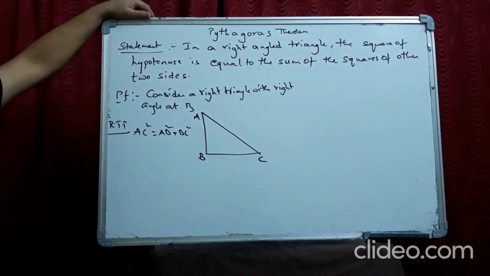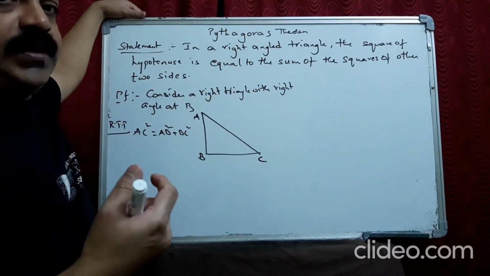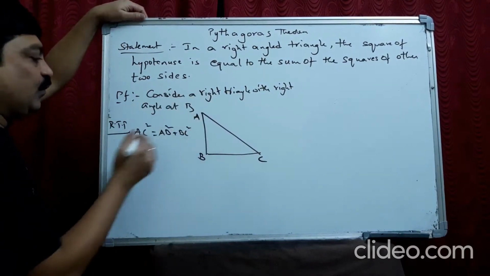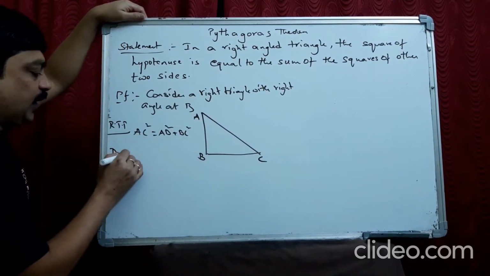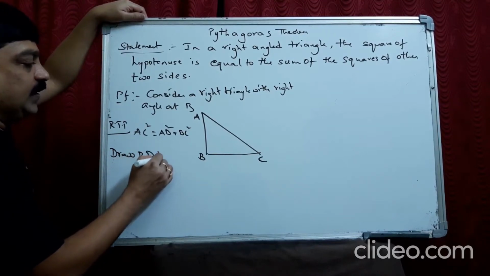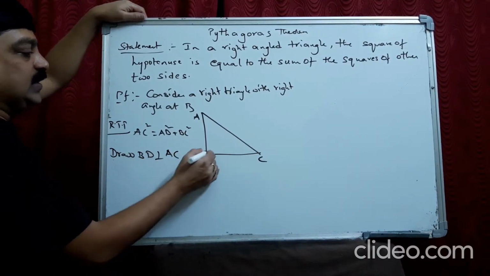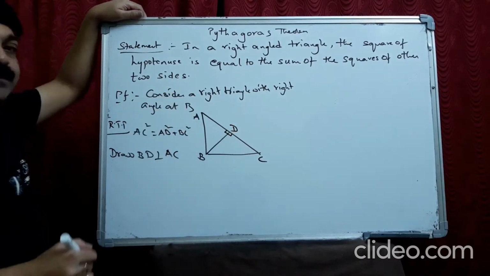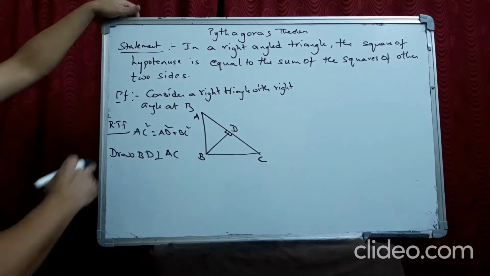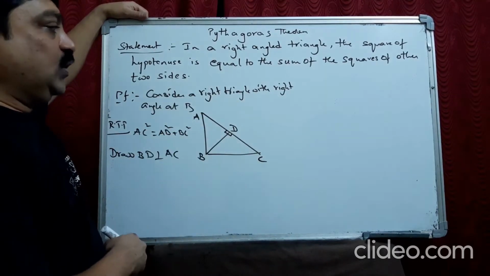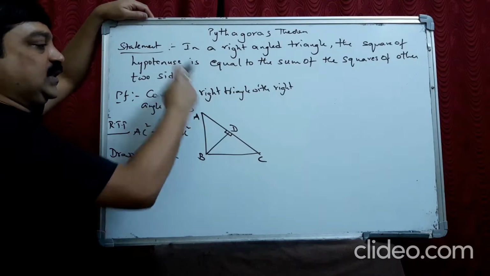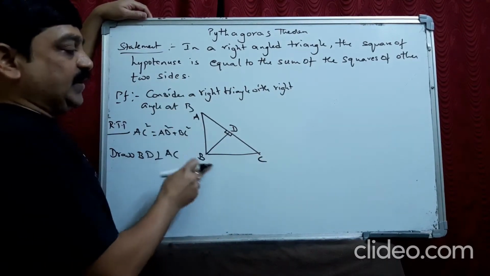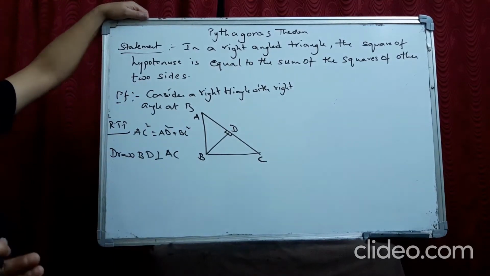What we do here is we apply the concept of similarity. Then how to use that? I tell you. We draw a perpendicular BD, which is perpendicular to AC. This is 90 and this is 90. Now, how many right angle triangles are there on the board? There are three. One is ABC, the other one is ADB, the other one is CDB. Now we compare the triangles in pairs.